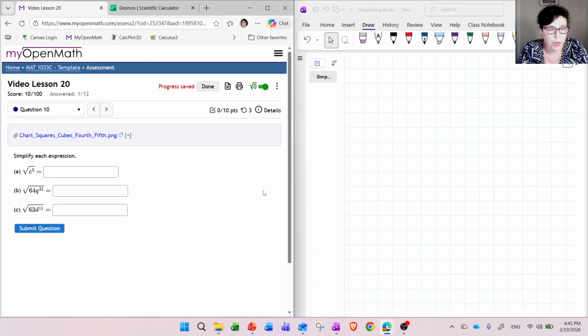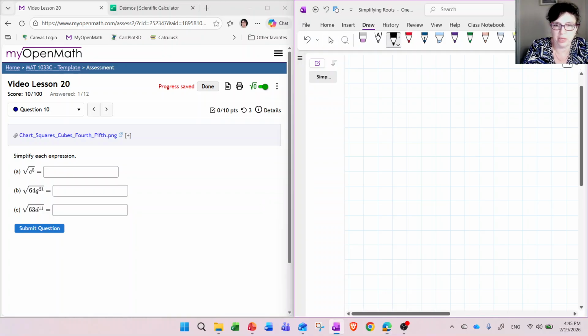In this video, we are going to start simplifying expressions with roots whenever we have variables, and it's not going to be as easy as when the number was evenly divided by the index of the root. Then that would be easy. So for example, let's say I wanted to simplify something like square root of c to the power of 4.